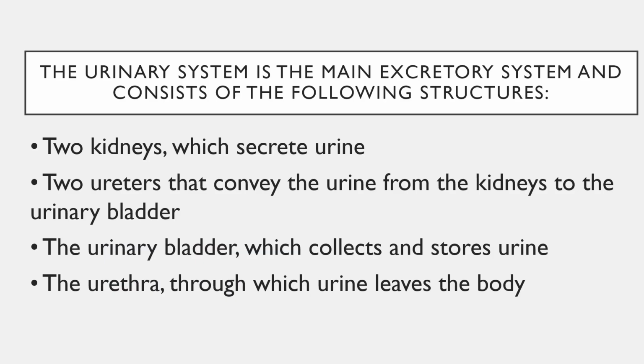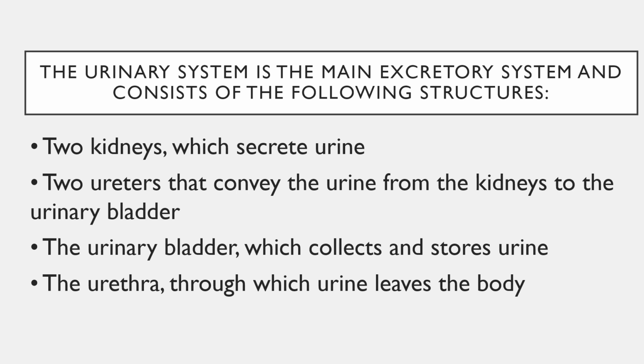The urinary system is the main excretory system and consists of the following structures. So if they are asking about the main urinary structures that form the system, remember the system is the complexity of the different parts. So these are the structures that form the urinary system. The first one, there are two kidneys. The kidneys secrete urine, or give off urine, or produce urine. So there are two kidneys.